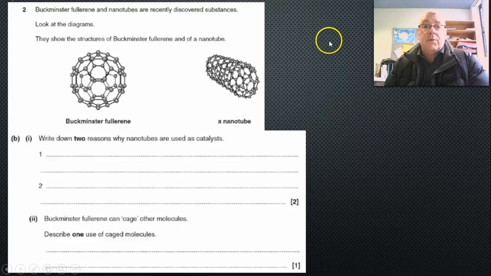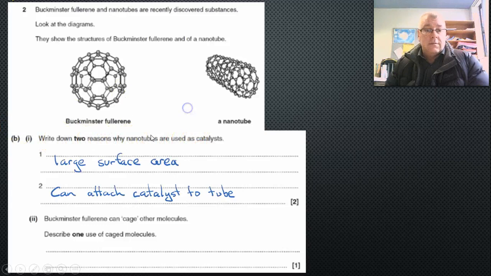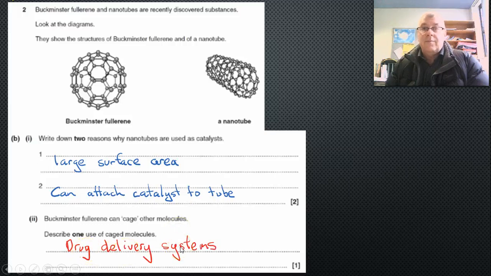Now, just a couple of quick questions that you may be asked about fluorines. One is, write down 2 reasons why nanotubes are used as catalysts. They have a very large surface area, and you can attach the catalyst to the tube. That's a pretty typical question. Another one is, how can the buckyballs or the Buckmeister fluorines be used to cage other molecules? What's the use of caging these molecules? And that's a drug delivery system.